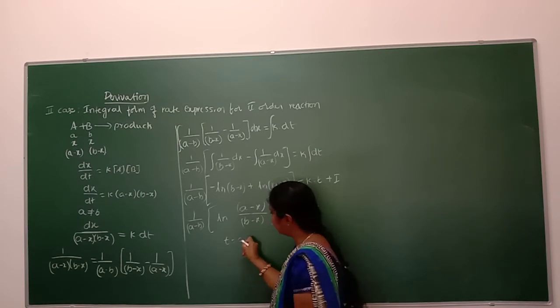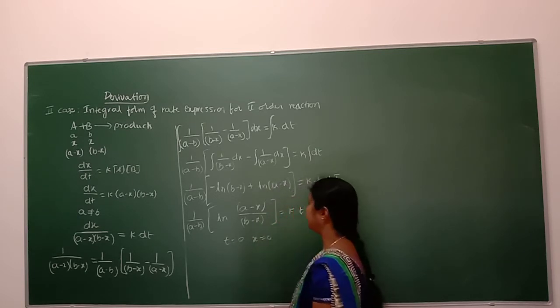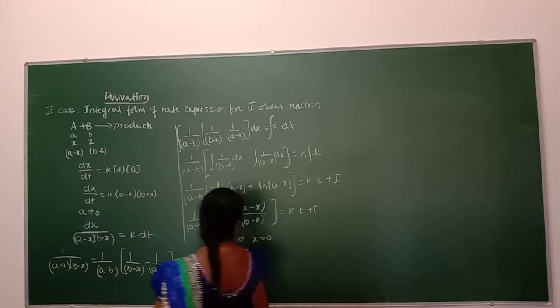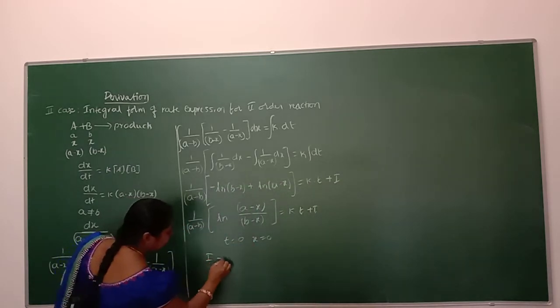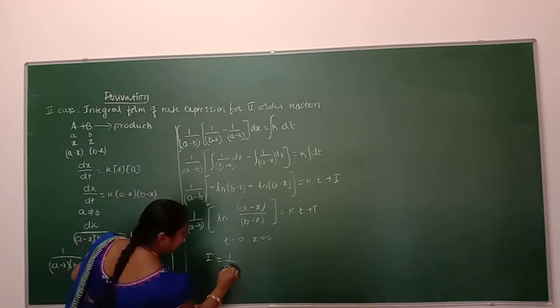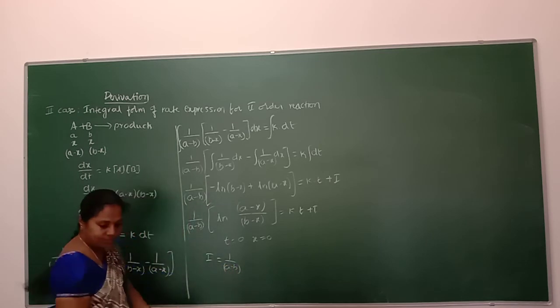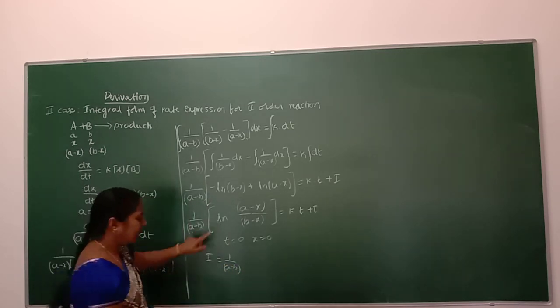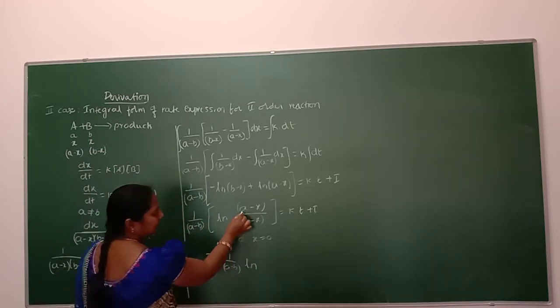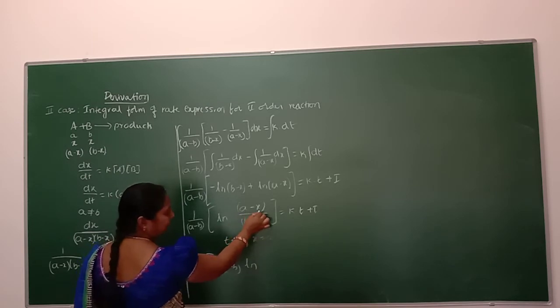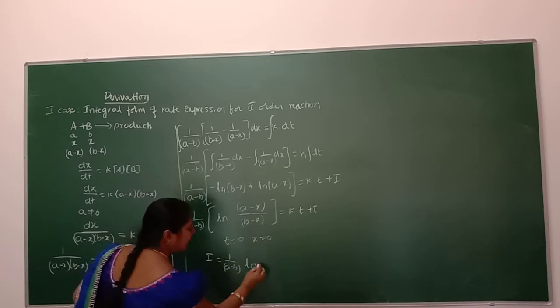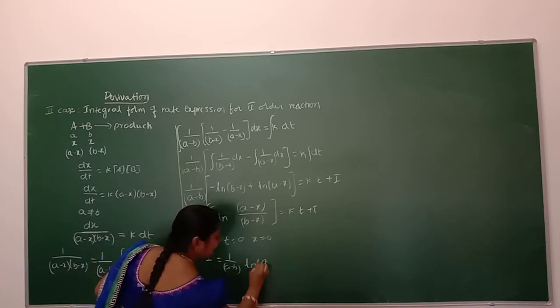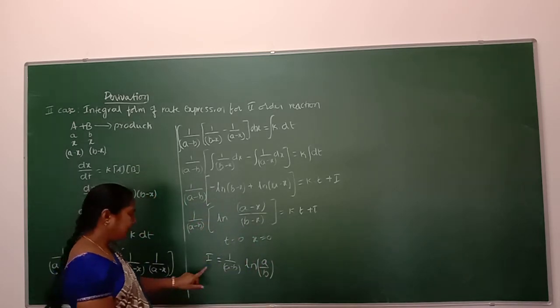To calculate the value of I, we apply the initial condition: when t is equal to 0, x is equal to 0. So I is equal to 1 divided by (a minus b), it remains as it is, and ln. Here a minus x is a minus 0, which is a, and b minus x is b minus 0, which is b. The ratio will be obtained as a by b. So this is the value of I.